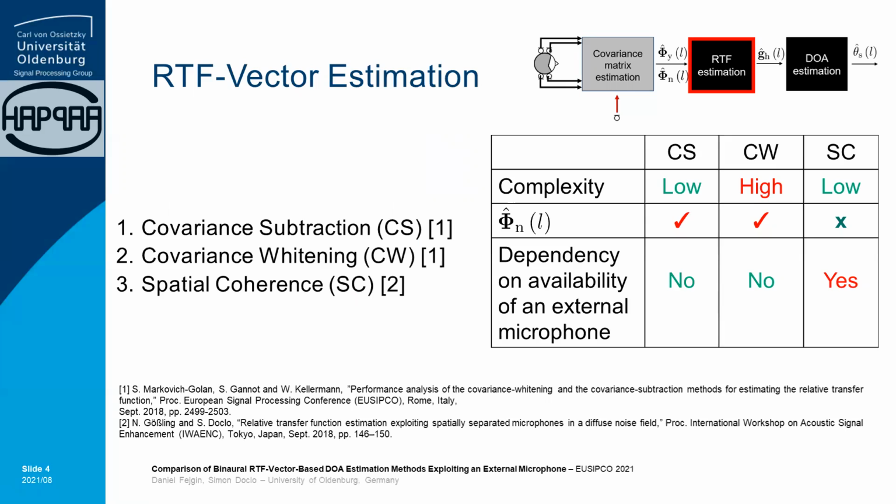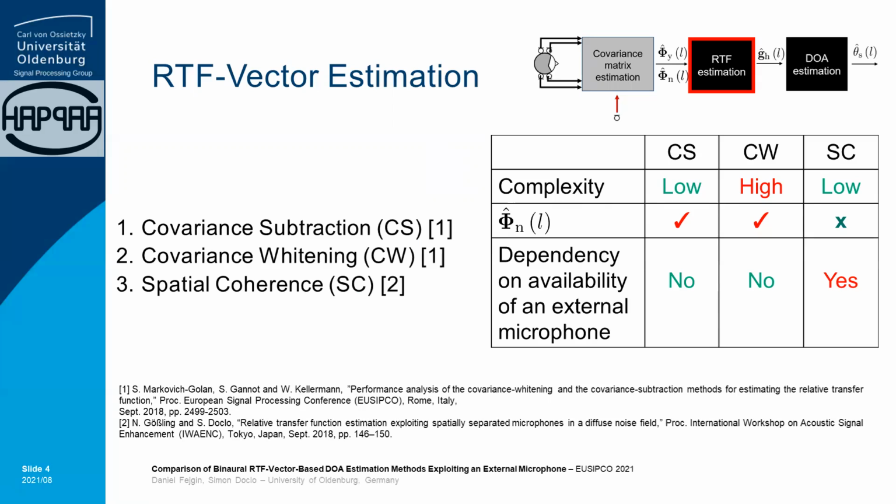Regarding covariance whitening, the RTF estimate is obtained by considering the principal eigenvector of the pre-whitened covariance matrix of the signal mixture. Obviously, this pre-whitening, which can for example be accomplished via a Cholesky decomposition, and also the subsequently performed eigenvalue decomposition, come with a significantly larger computational complexity than simply extracting a column as in the covariance subtraction case. Both methods, on the other side, covariance subtraction and covariance whitening, can be used with and without an external microphone. But covariance whitening will yield different results for both cases.